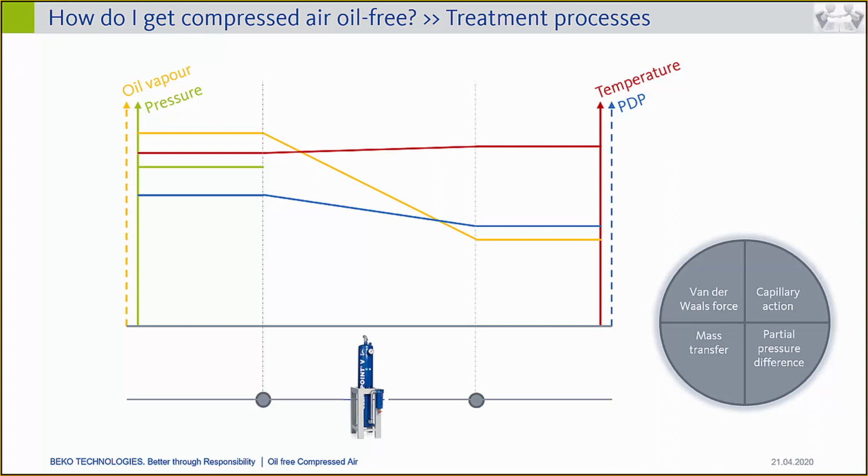The temperature will slightly increase due to the exothermal process on which the adsorption is based, and it's not as high as in desiccant dryers, but we will have a slight increase of temperature here. And finally, there is pressure drop, which is always given in any treatment component, because flow resistance appears here, and that's the reason for the pressure drop. That's so far for the activated carbon tower.